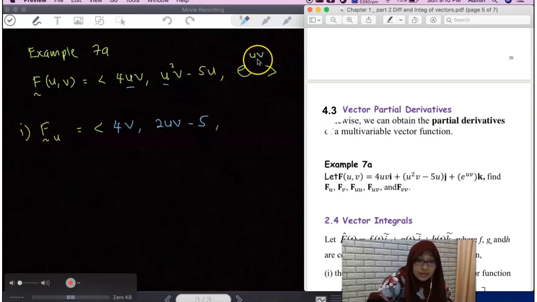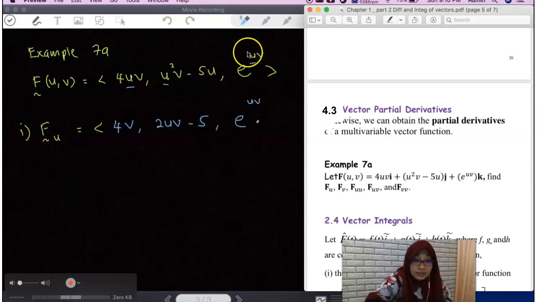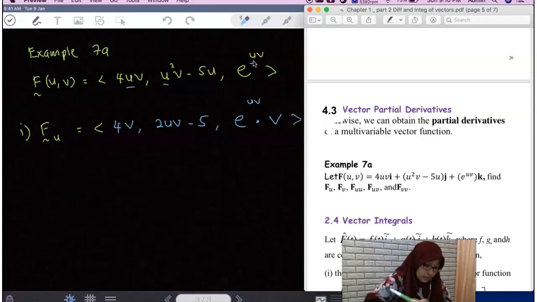And then for the exponential function, you have u in the exponential function, so you just apply the chain rule: differentiate the outer function, which is e, you will get the same e^uv, and then multiply with the derivative of uv. You differentiate uv with respect to u, v constant, so you have only v. So that is your answer.